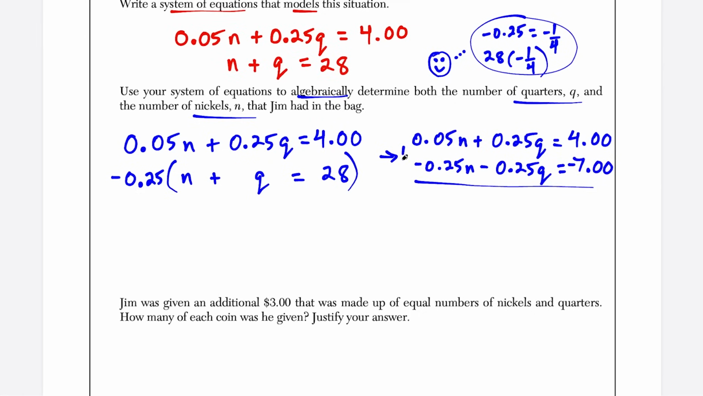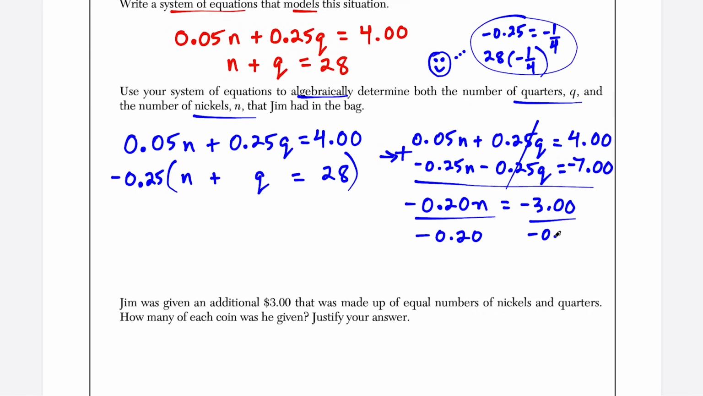Now from here, I add these two equations together, and these terms eliminate. The 0.25Q and the minus 0.25Q are matching opposites, so they cancel out. Now 0.05 minus 0.25, the math in my head is just 5 minus 25, which is negative 20. So what I have next is negative 0.20 times N equals negative 3.00. Now to solve for N, I'm going to divide both sides by negative 0.20.